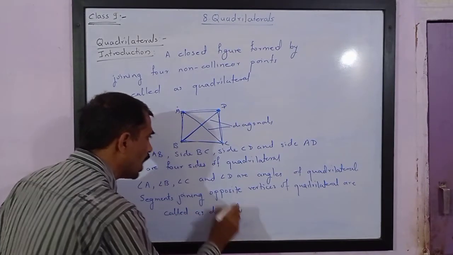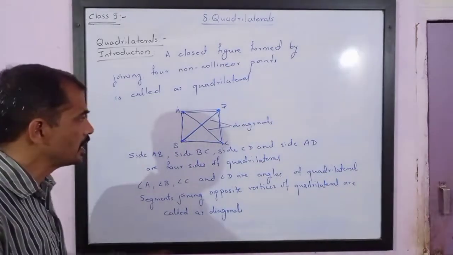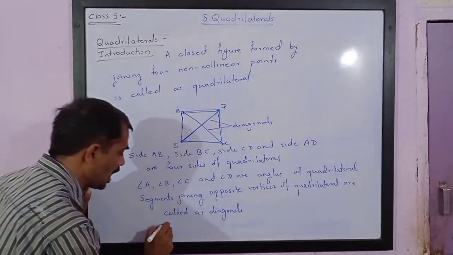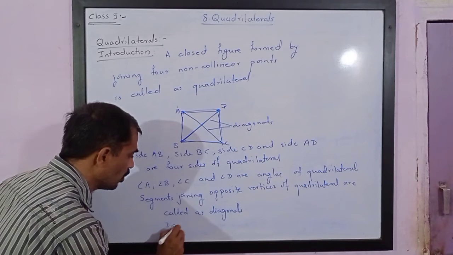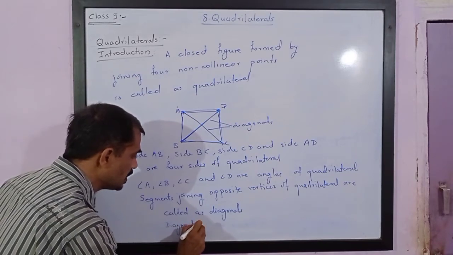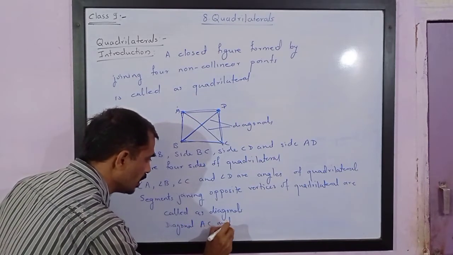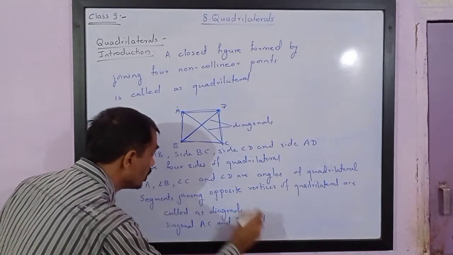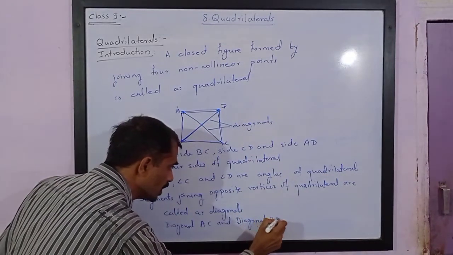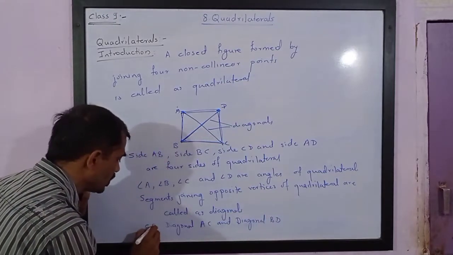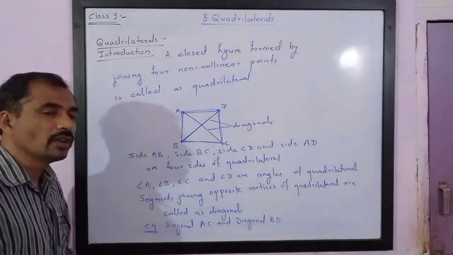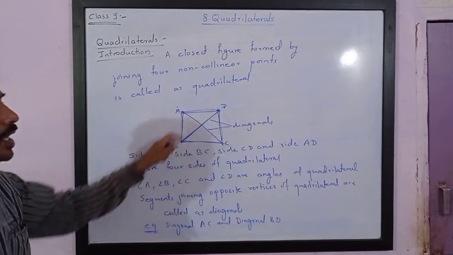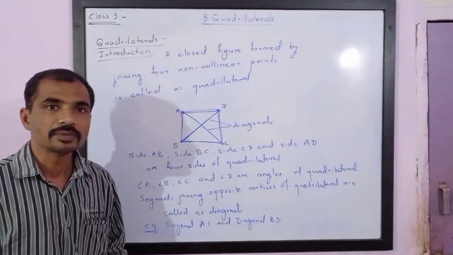There are 2 diagonals to the quadrilateral. So here in the figure you will see diagonal AC and diagonal BD. These segments are the 2 diagonals. These are the examples of diagonals, that is AC and BD are called diagonals.